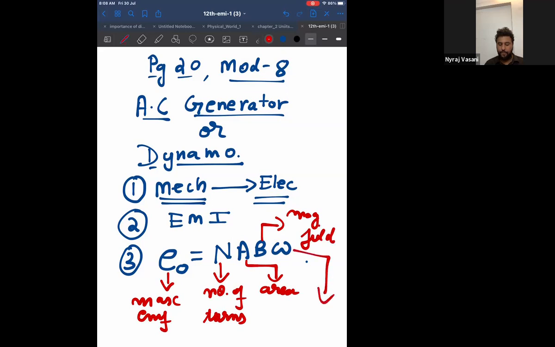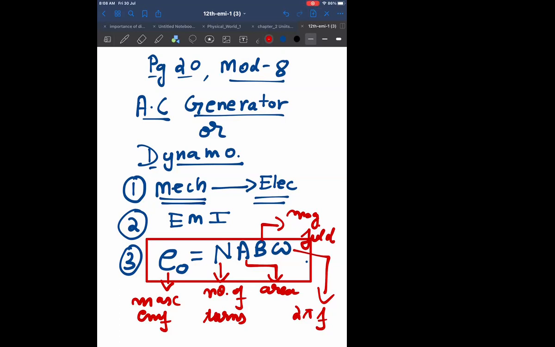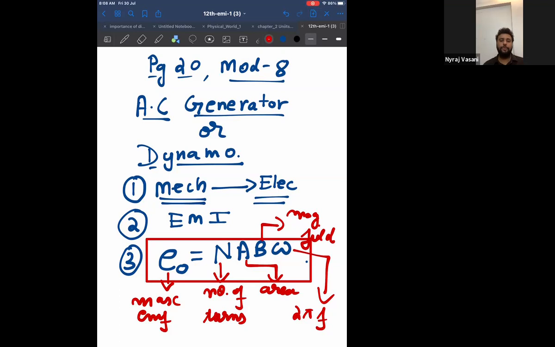and omega, I hope you know the formula for omega. Omega is 2 pi f or 2 pi by T, angular frequency. This formula becomes very important for your AC generator. That is the maximum EMF. Therefore, for AC generator dynamo, unlike transformer, these are the only points you need to remember.